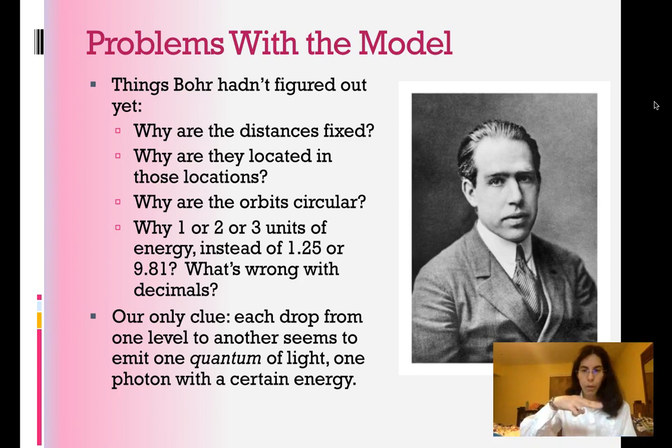Why energy level 1, energy level 2, energy level 3? Why not 1.25? Why not 9.81? Why are decimals suddenly forbidden here? Bohr's only clue and our only clue is this. Each drop from one level to the other seemed to emit one quantum of light, one quantum precisely, one photon with a certain energy.